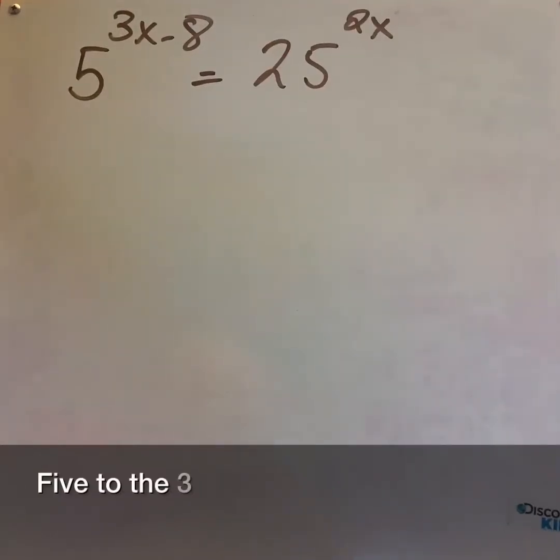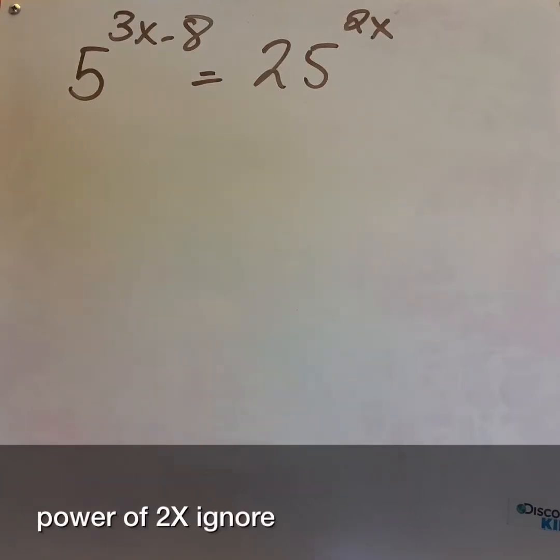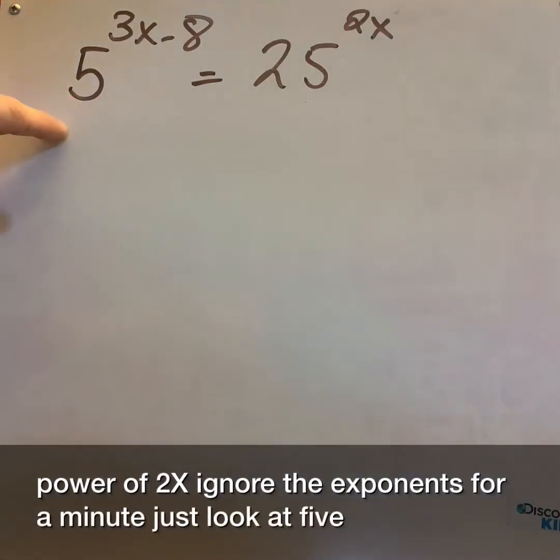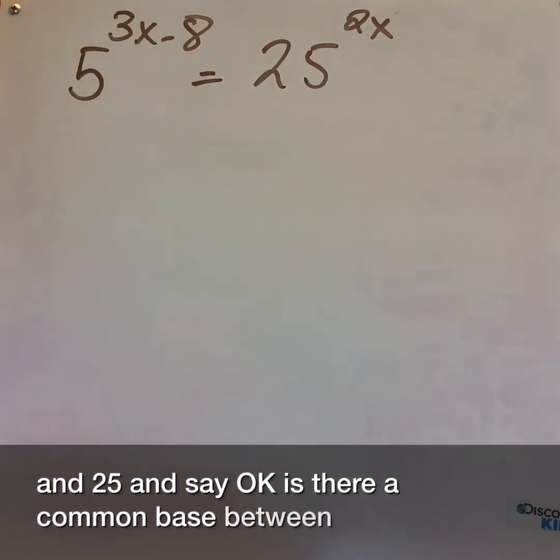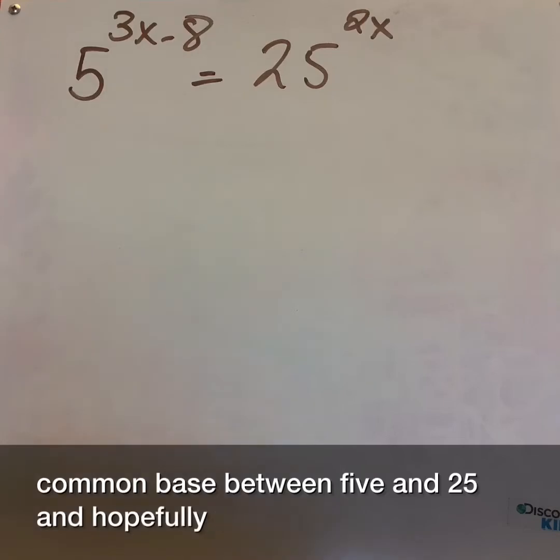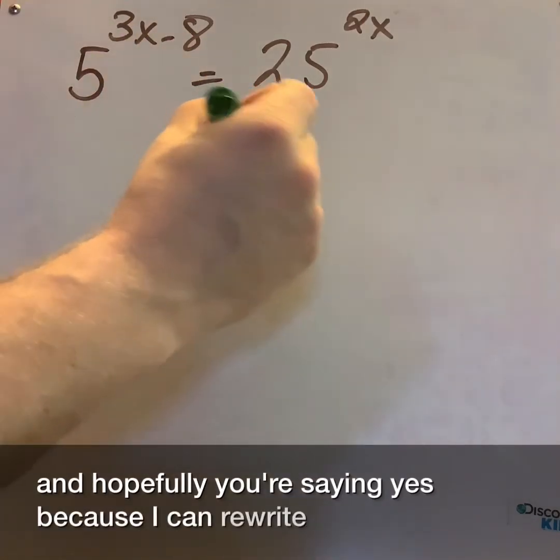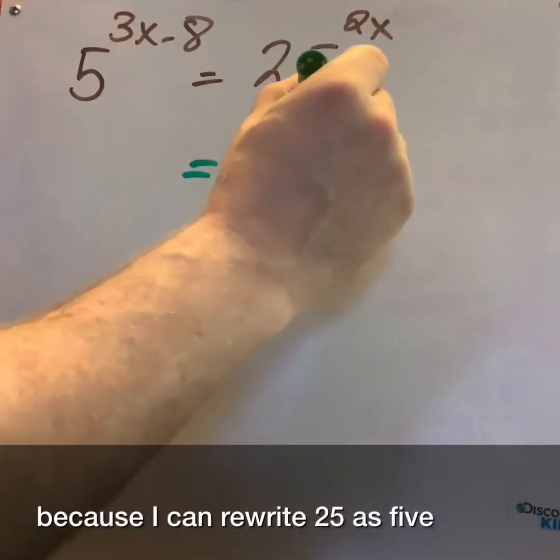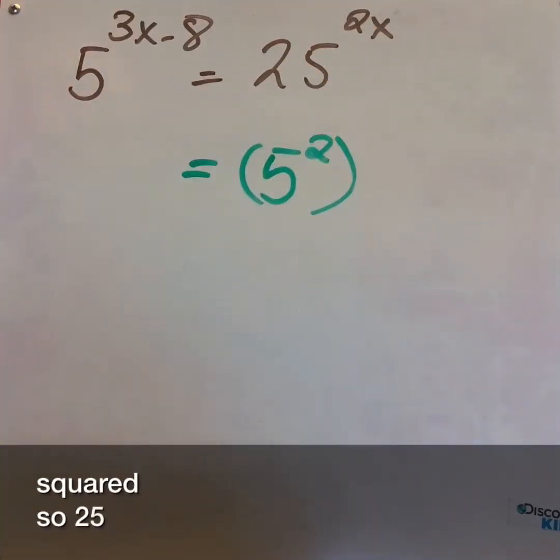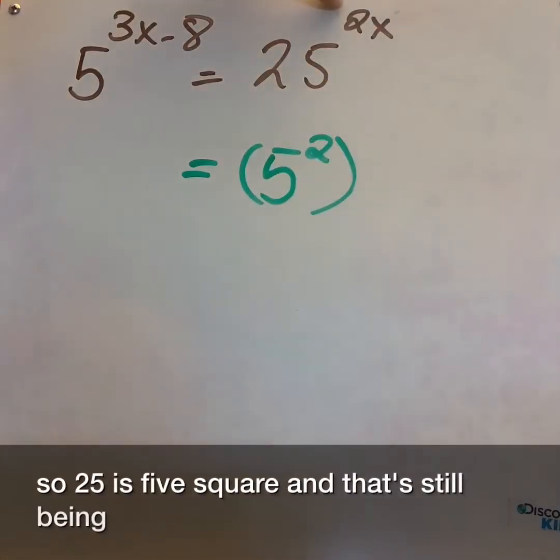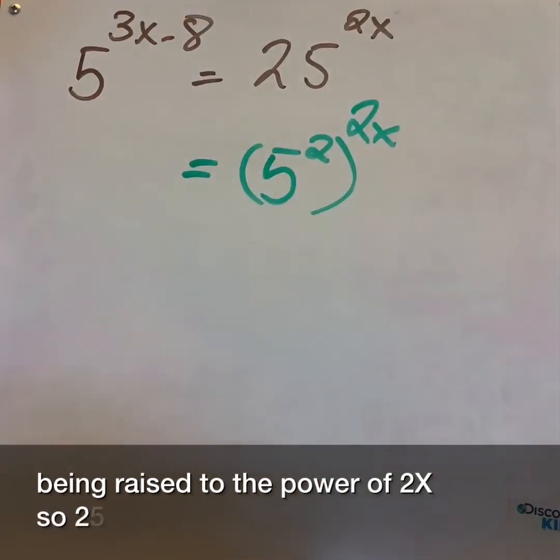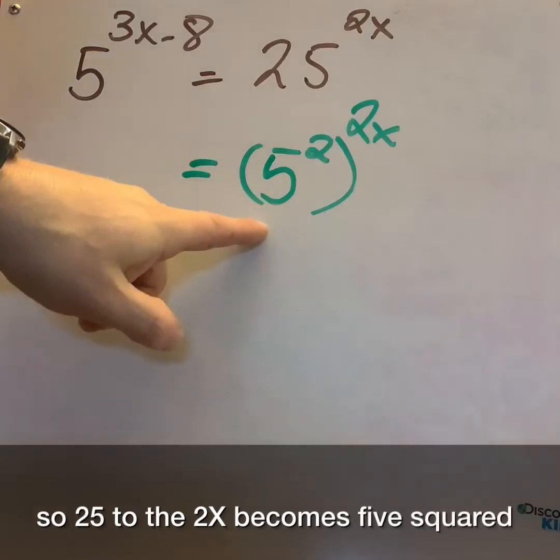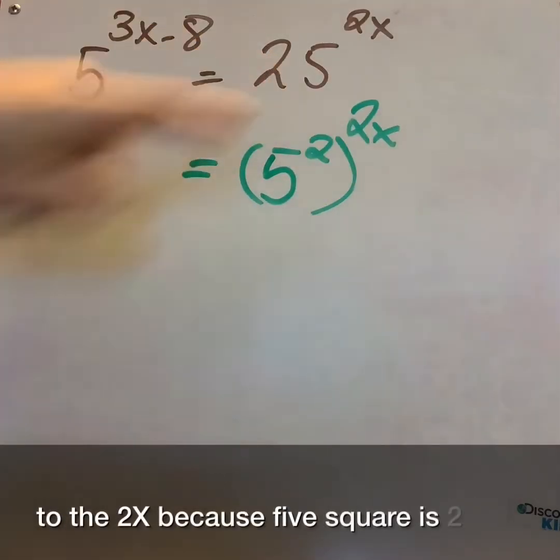5 to the 3x minus 8 equals 25 to the power of 2x. Ignore the exponents for a minute. Just look at 5 and 25 and say, okay, is there a common base between 5 and 25? And hopefully you're saying yes, because I can rewrite 25 as 5 squared. So 25 is 5 squared, and that's still being raised to the power of 2x. So 25 to the 2x becomes 5 squared to the 2x, because 5 squared is 25.